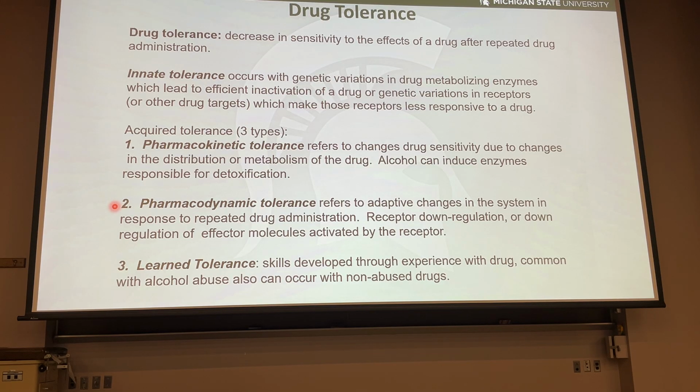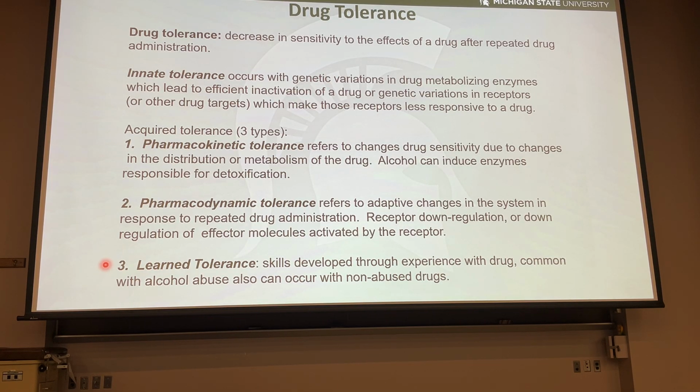Pharmacodynamic tolerance would be an adaptive change in the system, specifically the receptors themselves. You can have receptor downregulation of effector molecules. We're going to get into that in the last few slides. But remember, pharmacodynamic tolerance is about a change in the system itself, in how many receptors you have, how well those receptors respond, the effector proteins, so intracellular players that communicate from the receptor down to the nucleus. Those sorts of changes are pharmacodynamic tolerance.